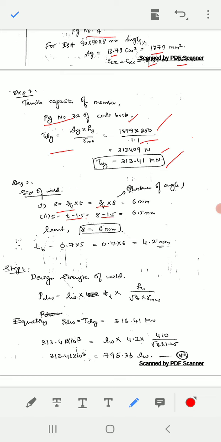8 minus 1.5 is 6.5, the least is 6 mm. So adopt s is equal to 6 mm. And for tt you have to find out 0.7 into s, 0.7 into 6, that is 4.2 mm.